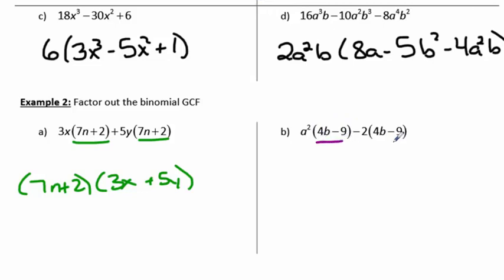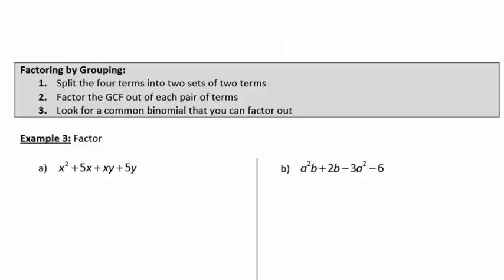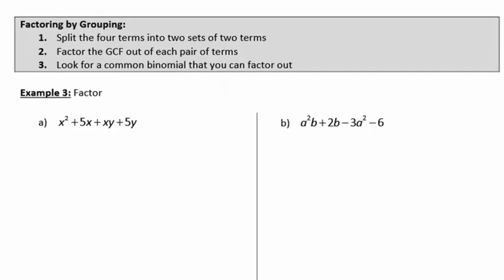We have a binomial in common right here. A squared has 4b minus 9, and negative 2 also has 4b minus 9. So if I factor out 4b minus 9, I'm left with a squared minus 2. That's going to bring us up to factoring by grouping.